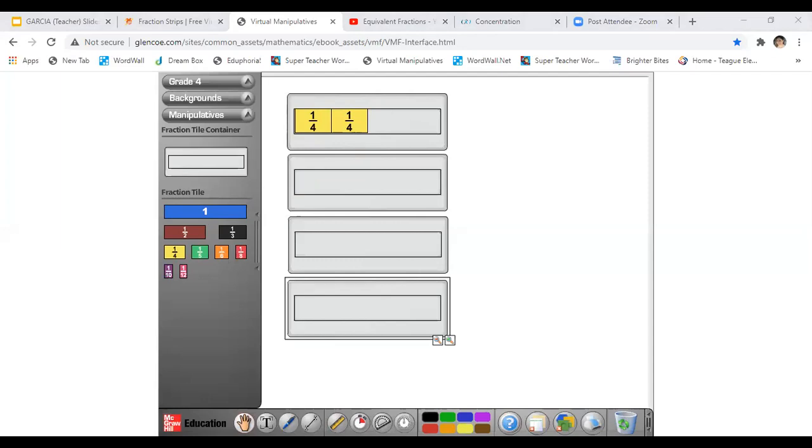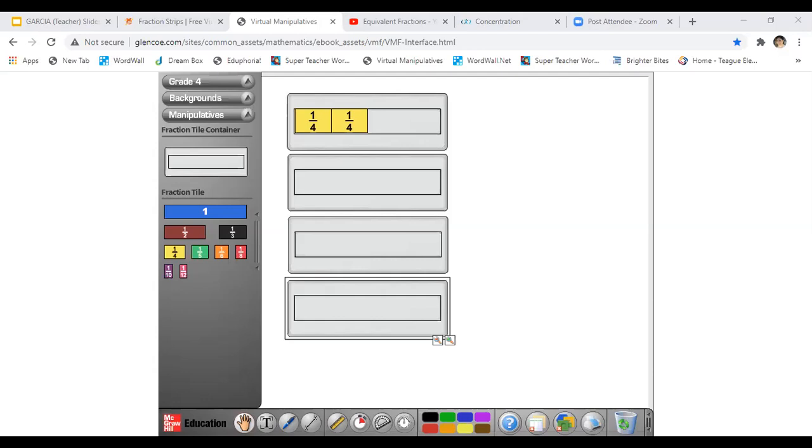Yes, 2/4. I want to keep my denominators the same, fourths and fourths, when I'm working with this section right here, and there are 2 of them. Well, can you tell me of a fraction that is equivalent to 2/4? And tell me how you know.